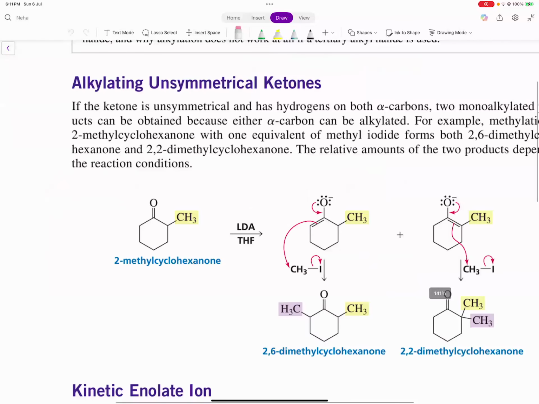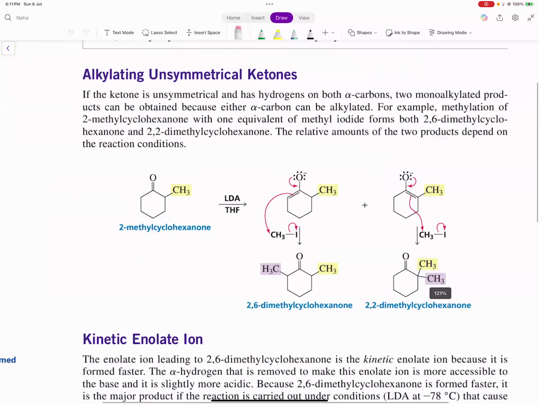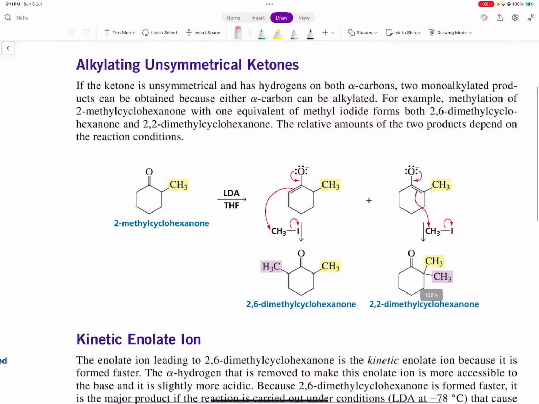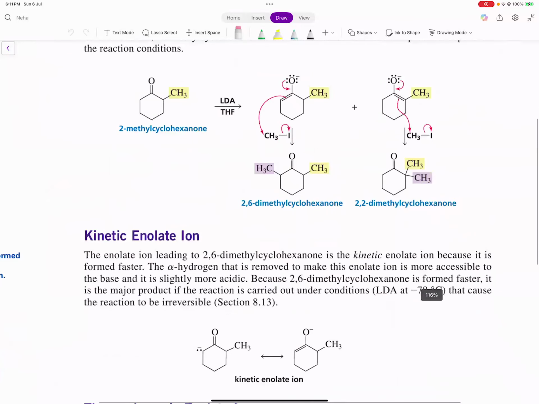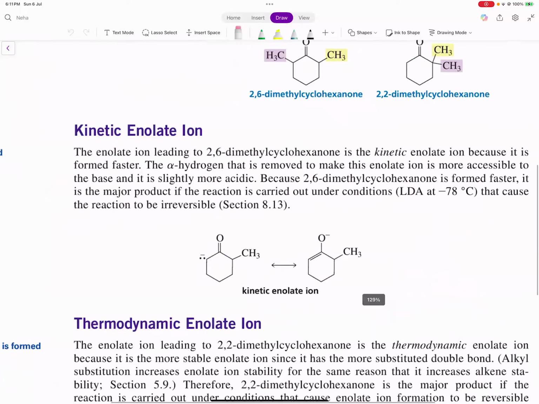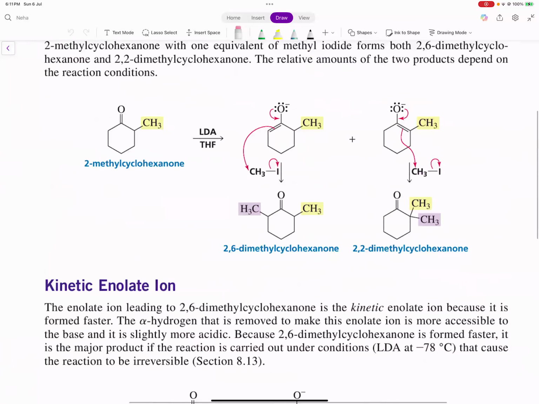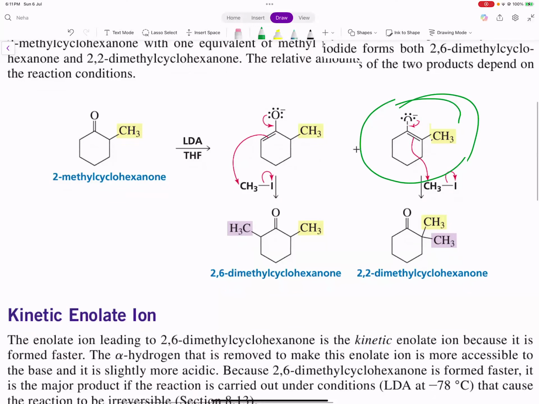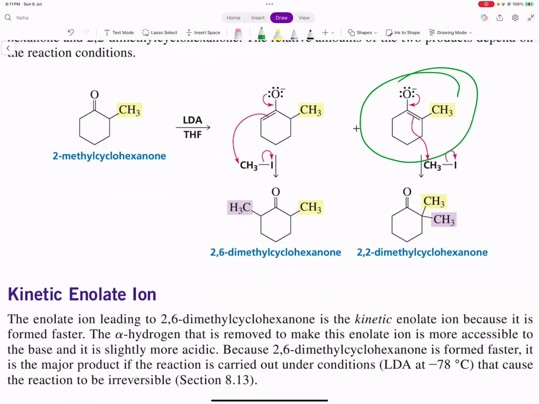Now, unsymmetrical ketones, how do we do that? With LDA, this or this enolate can be formed. So which will be the major product? It is again the kinetic and thermodynamic question. The kinetic one is where there are two protons to be picked, so it is easy for it to pick up here. The thermodynamic one is where the more stable alkene is there, right? Remember? So this is the kinetic product, and this is the thermodynamic product, right?